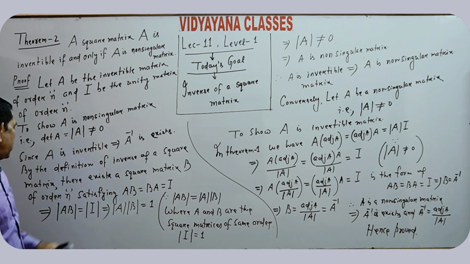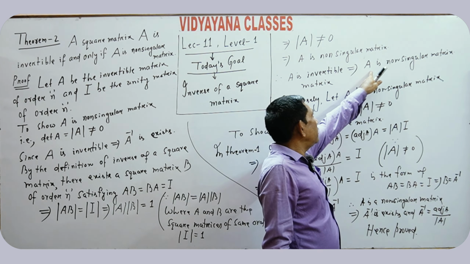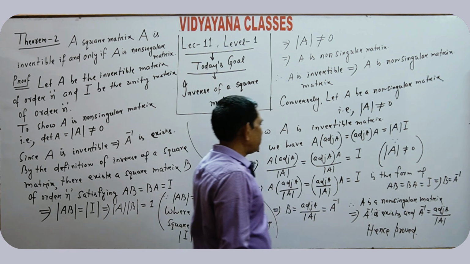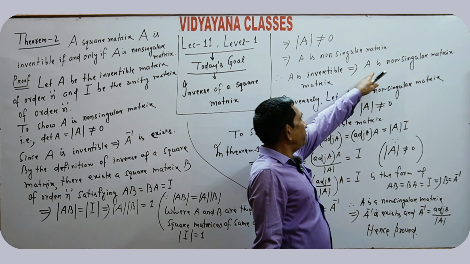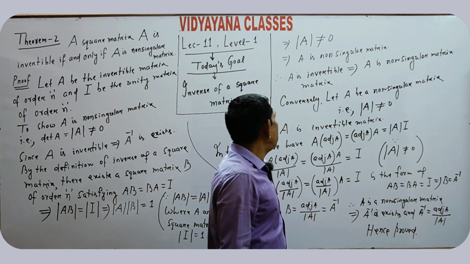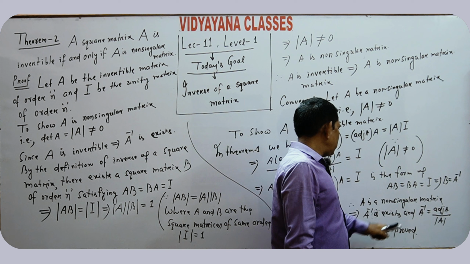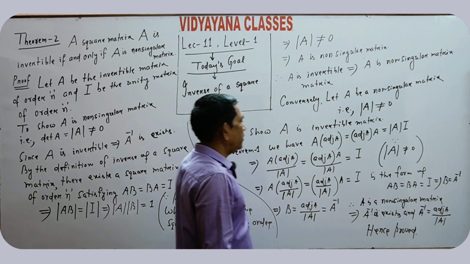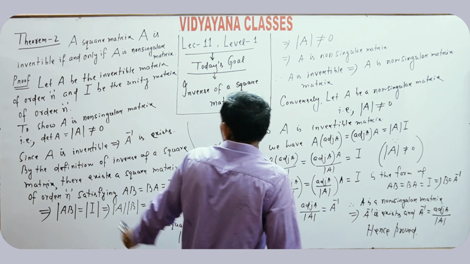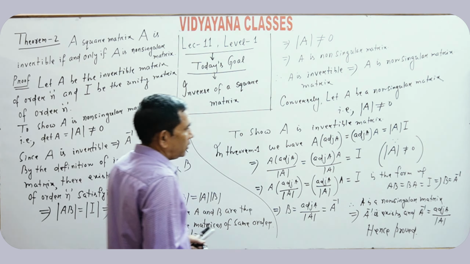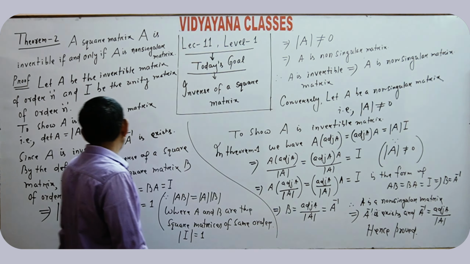A is invertible implies A is non-singular. A is invertible implies A is non-singular matrix. Conversely, A is non-singular matrix implies A inverse exists. Clear? Therefore, A is non-singular implies this. Hence, the statement is proved.